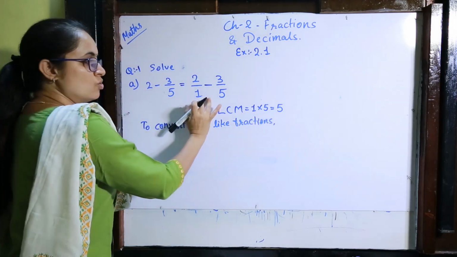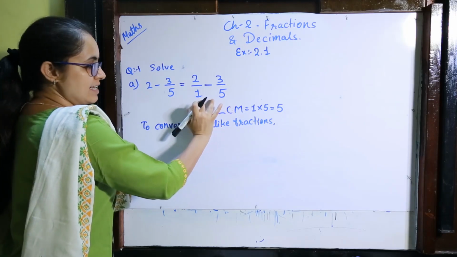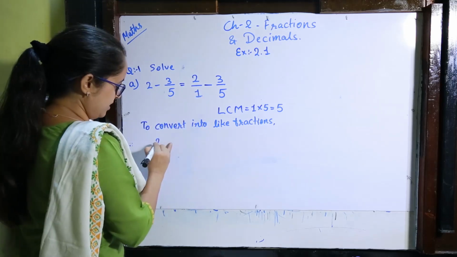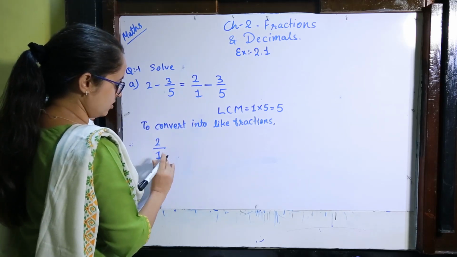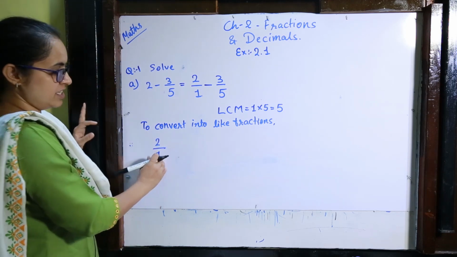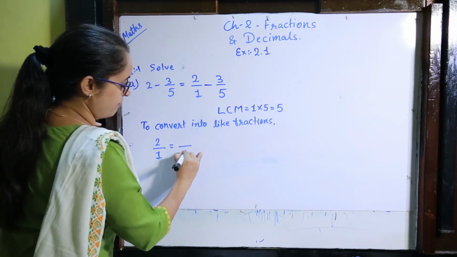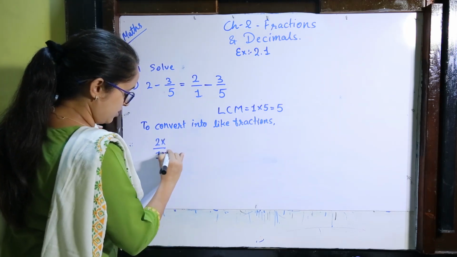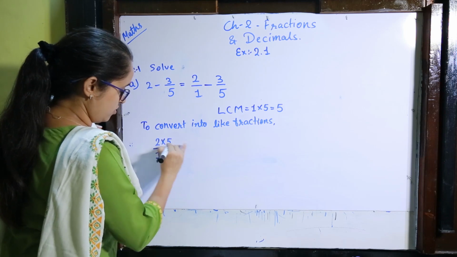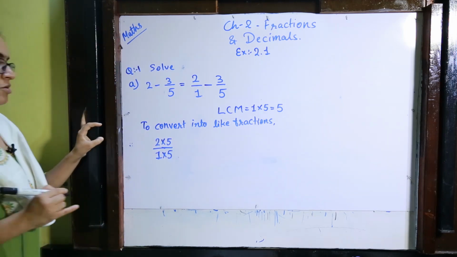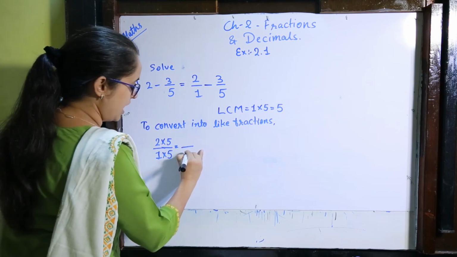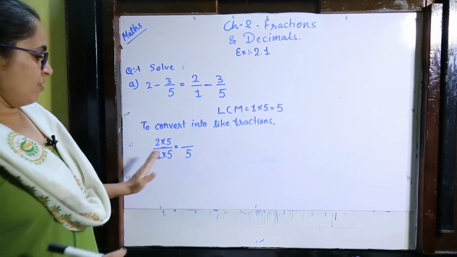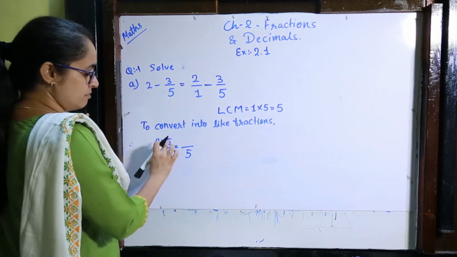You make this 2 as a denominator 5. So multiply 2 upon 1. Now you have to multiply these numbers such that the denominator will get 5. How will you multiply? By multiplying the denominator and the numerator with the same number, that is 5. We have to bring the denominator 5, the LCM. So for that you have to multiply both the numbers with 5.